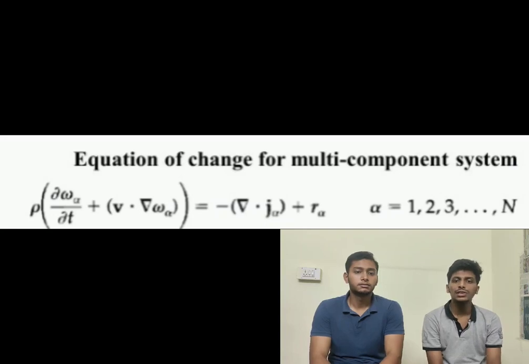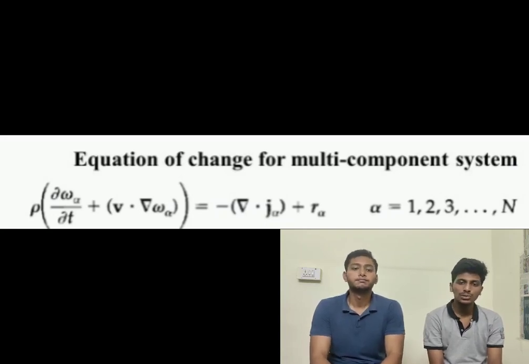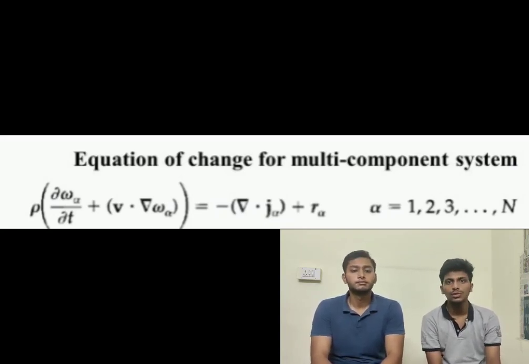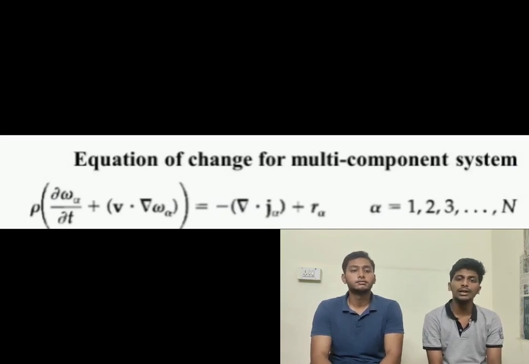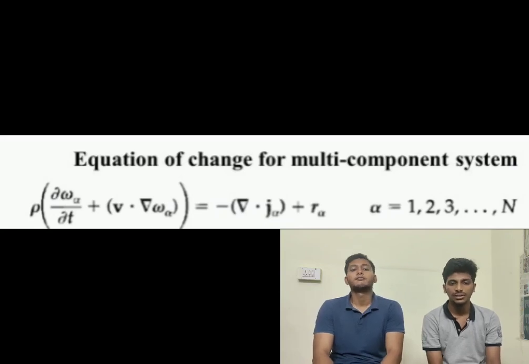The equation which is introduced here is dou C alpha by dou t, which is equal to minus del dot N alpha plus R alpha. Here the terms which describe the equation are C alpha, the molar concentration, whose units are mole per meter cube, N alpha, the molar flux, and R alpha, the molar production rate.